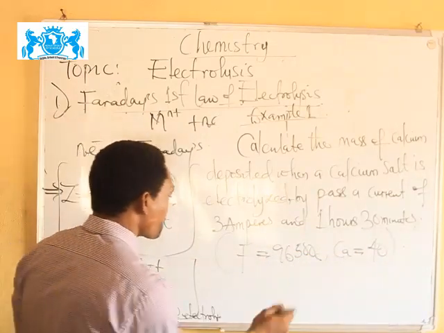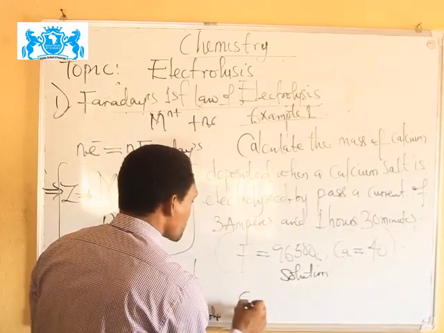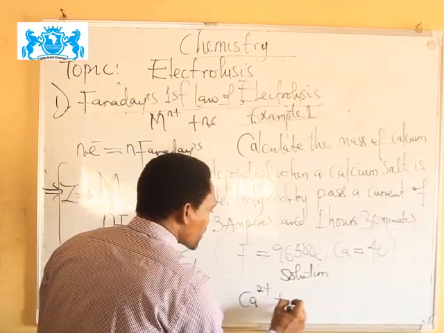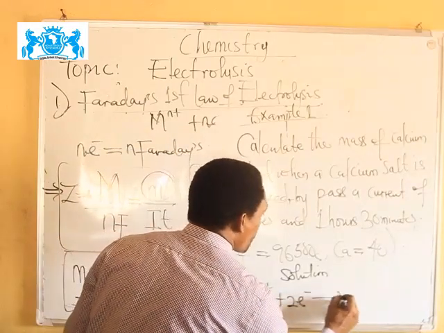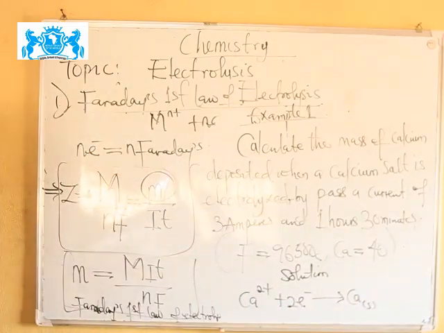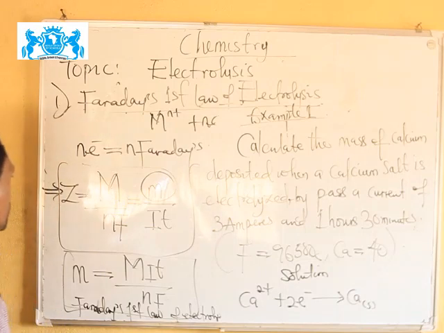Now, in all calcium salts, calcium has Ca2+ as an ion. So it will need to gain 2 electrons to come out as Ca solid. Ca2+ needs to gain 2 electrons to come out as Ca solid, as calcium being deposited.